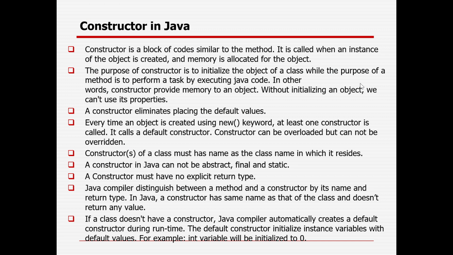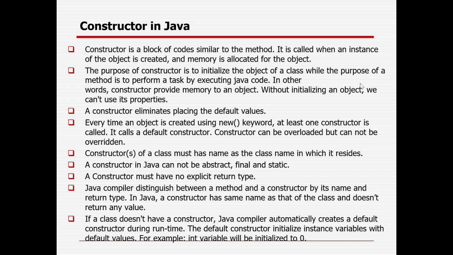Without initializing an object, we cannot use its property. A constructor eliminates placing the default value. Every time an object is created using the new keyword, at least one constructor will be called. That is called the default constructor. Constructor can be overloaded but cannot be overridden. So that part will be understood in the upcoming session, because overloading and overriding is a concept of Java polymorphism, which is part of the OOPS concept or object oriented programming structure.